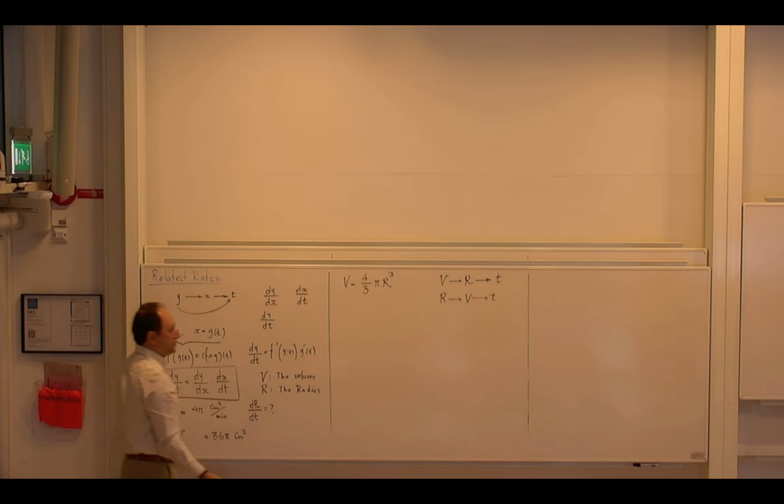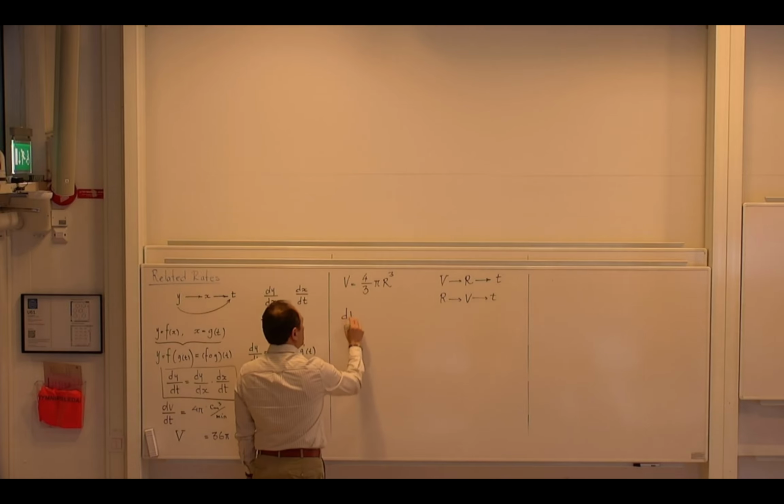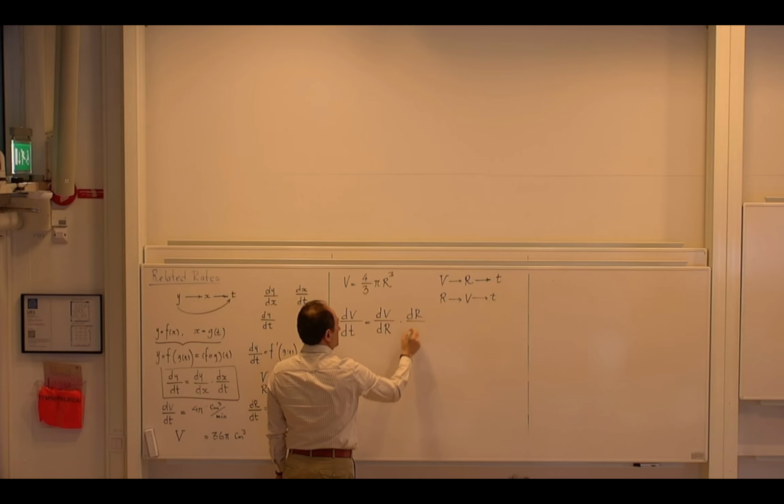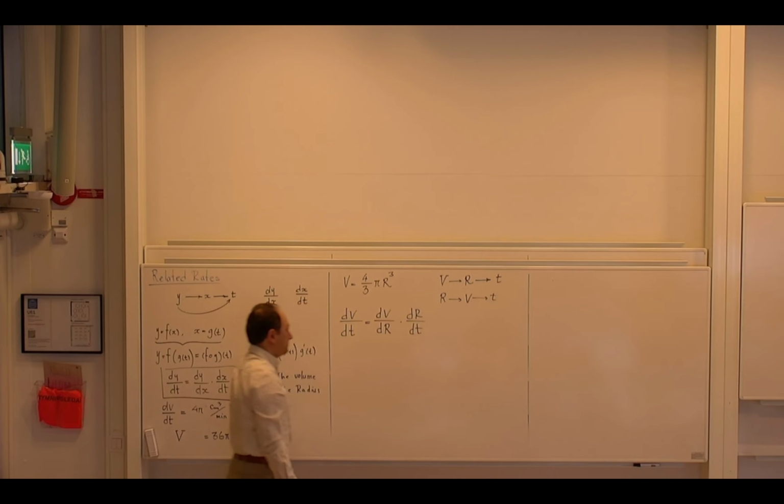So whenever this happens, I differentiate both sides with respect to time. Okay, so this means that I can differentiate V with respect to r, but I have to multiply with the derivative of r with respect to t. Okay.